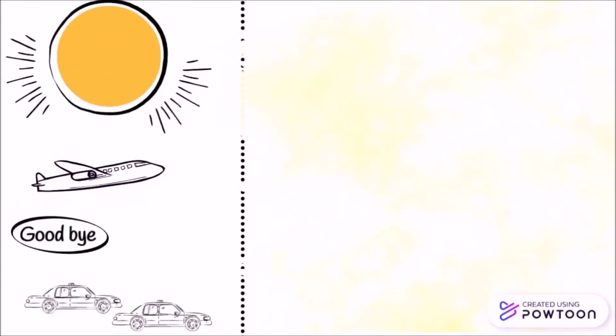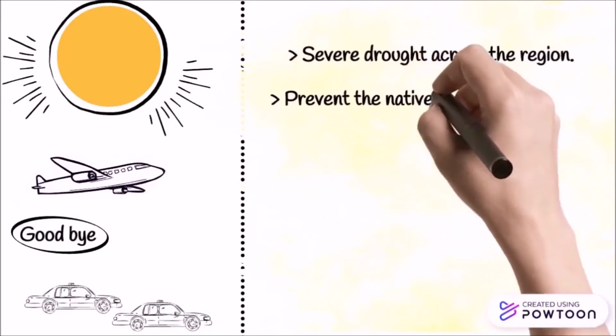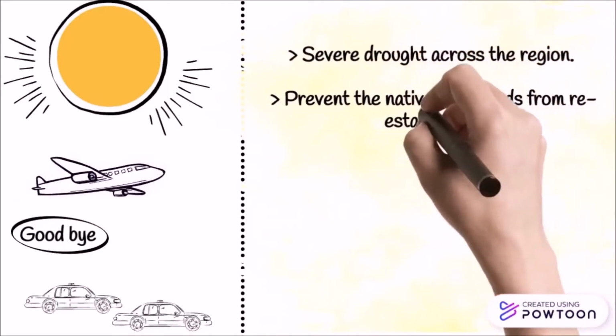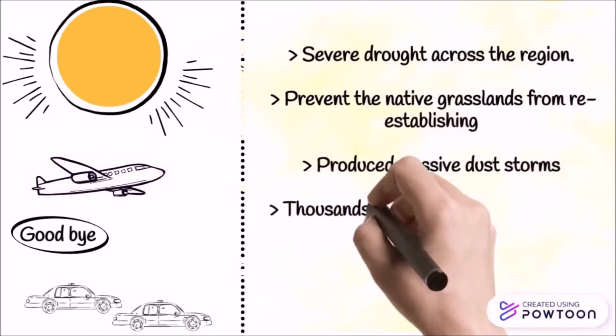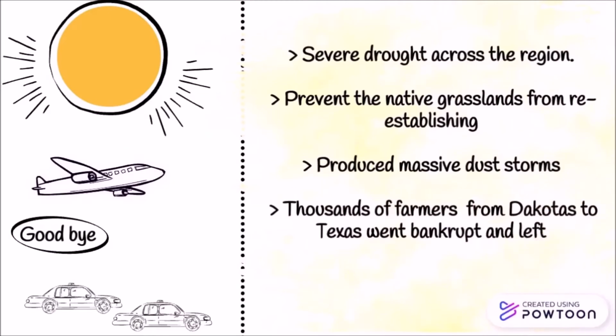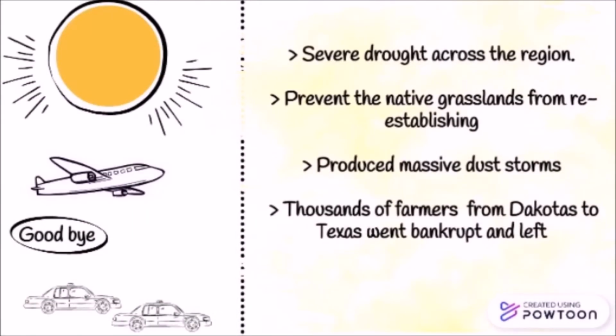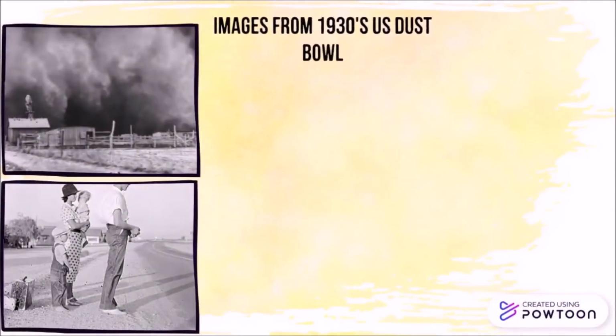Compounding the situation was a long-term severe drought across the region. Not only did the drought prevent the native grasslands from re-establishing, but the accompanying winds rapidly swept up the fine particles of soil and loess, producing massive dust storms that buried farms, choked livestock and humans, and removed much of the soil that had taken so long to develop. Thousands of farmers and their families from the Dakotas to Texas went bankrupt and left. Images from 1930s U.S. Dust Bowl.